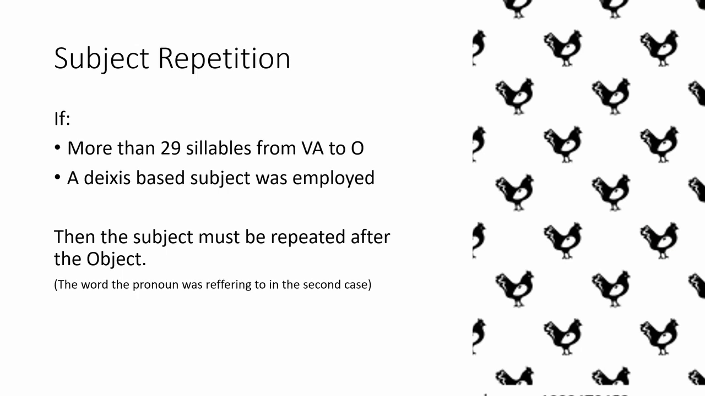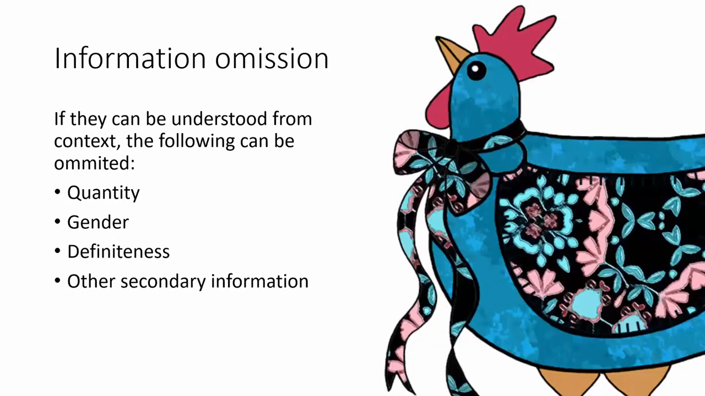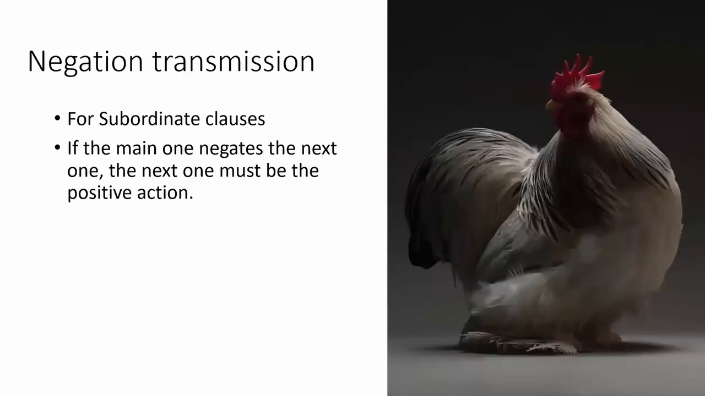However, if the logical thing was to use a pronoun, it must be used. If not, the sentence is considered ungrammatical. Besides, it can also be noted that quantity and other more secondary information about words is not always needed to be explicit. They can be deduced from the context. Then we have negation transmission. If a clause negates the following subordinate clauses, they shall be written as positive. The Q differentiation binds them together.